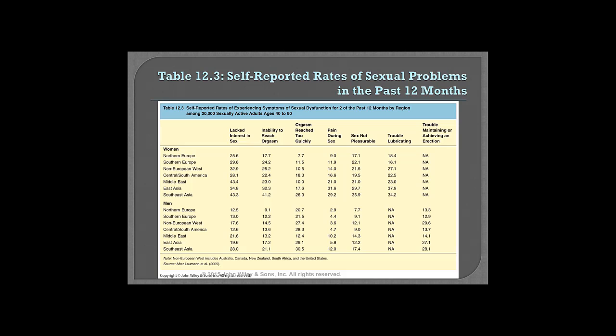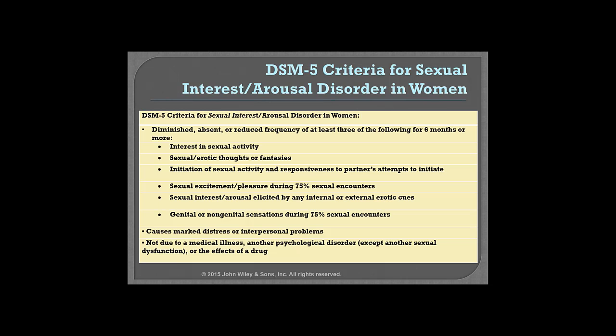So let's talk a little bit about some DSM criteria for sexual interest or arousal disorder in women. When we think about the DSM, it sets up for us what main points need to be hit in order for the diagnosis to be given. So when we think about arousal disorder in women, what we're really looking for is a diminished, absent, or reduced frequency of at least 3 of the following for 6 months or longer. So we're looking for particular characteristics, a particular number of characteristics, and for a certain length of time.